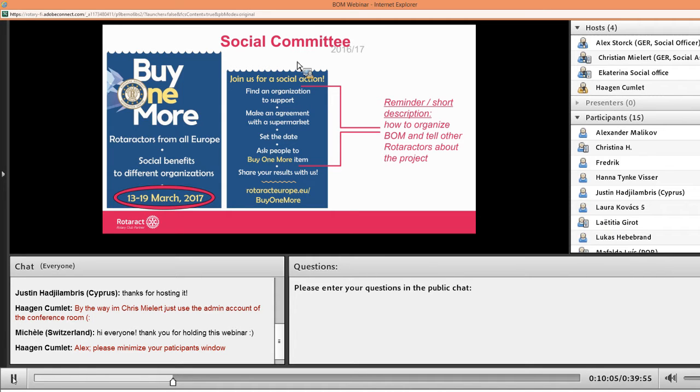I'm pretty sure all of you saw these flyers we gave out during the last meetings. They contain the most important information, like the date. We ask you to do this between the 13th and 19th of March this year. On the back side of this flyer, you also find a very short overview of what to do: find an organization to support, make an agreement with the supermarket, set the date, and ask people to buy one more. These four essential points are a guideline for you to remember how to do this project, and also a reminder every time you tell people about it, and maybe you want to recommend it to other clubs in your country. Of course, there are also many details behind these four points, and now we go into these details.